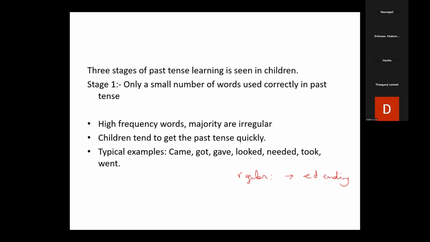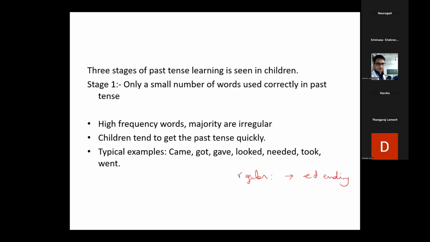In the case of past tense, there are simple or commonly used verbs like come, get, and give. There are certain verbs which have the standard ending. For look, it is looked. For need, it is needed, and so on. Whereas for some other verbs, that ed ending is not there. So come becomes came, get becomes got, give becomes gave, and so on. So you have regular endings, which are d or ed, and then words with irregular endings.